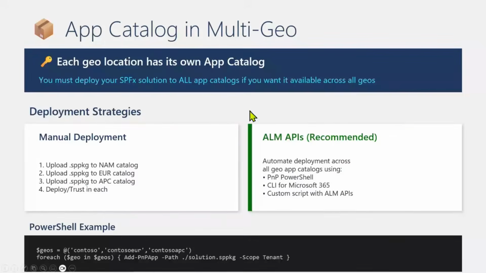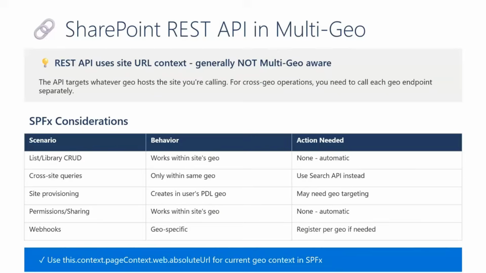So for app catalog, you can do it manually, but the recommendation is to use PnP PowerShell or CLI or some custom script with the ALM APIs when you're deploying. Every time you build an application, you will have a separate package. Each geo will have its own app catalog, so you need to deploy apps to the different app catalog for each geo.